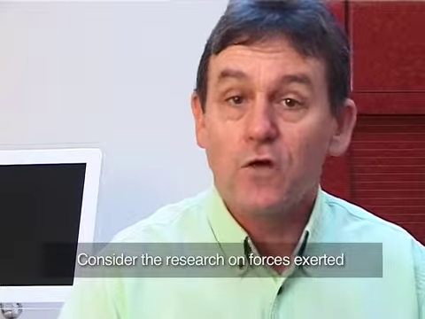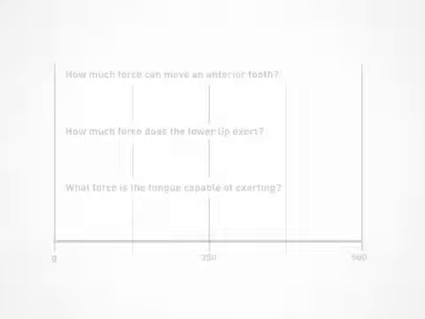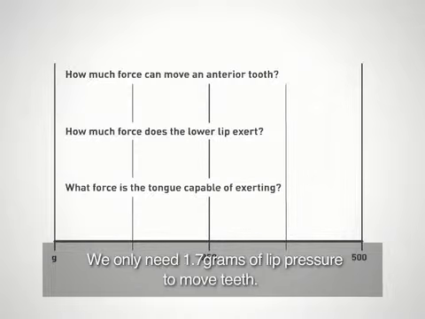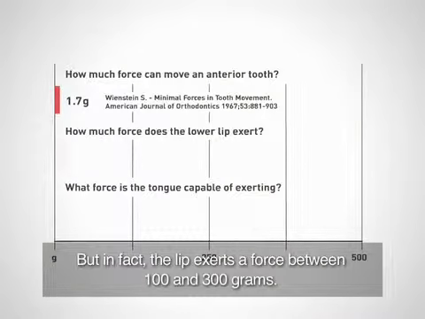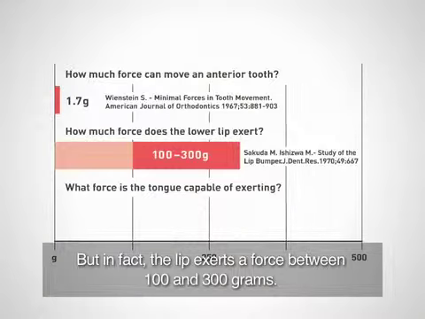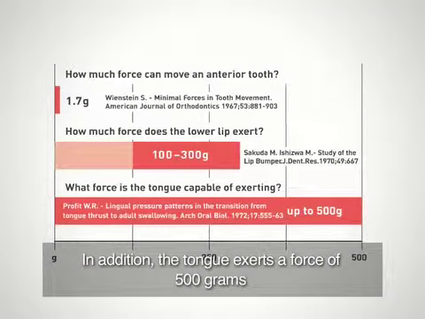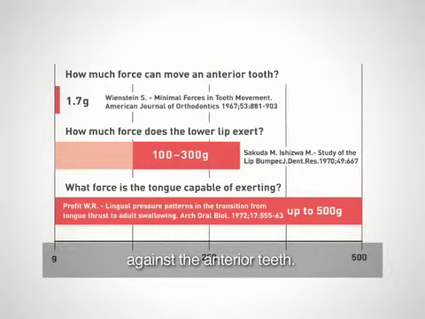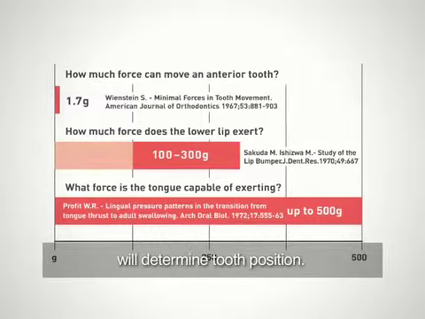Consider the research on forces exerted on the teeth by the lips and tongue. We only need 1.7 grams of lip pressure to move teeth. But in fact, the lip exerts a force between 100 and 300 grams. In addition, the tongue exerts a force of 500 grams against the anterior teeth. So clearly, the function of the lips and tongue will determine tooth position.